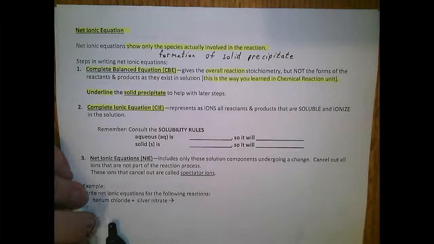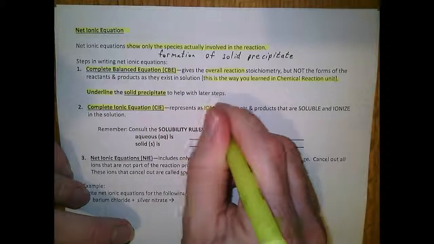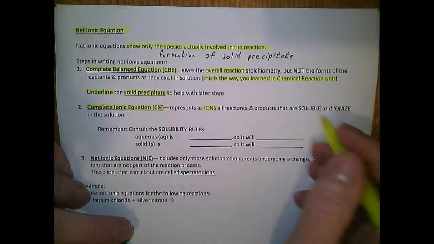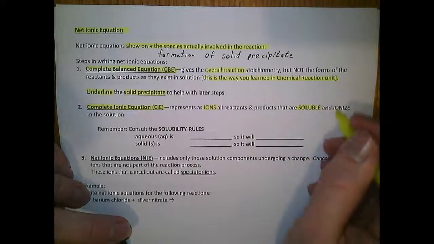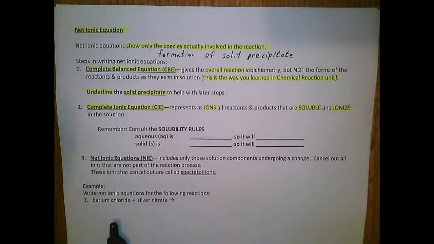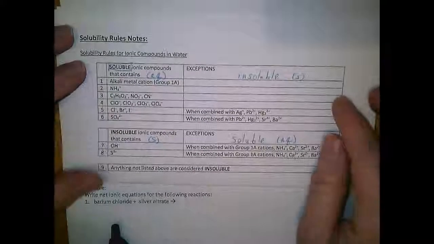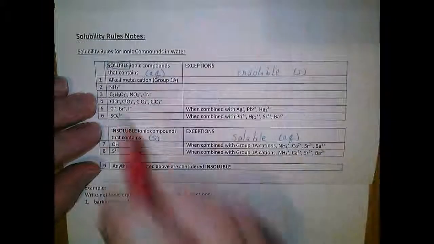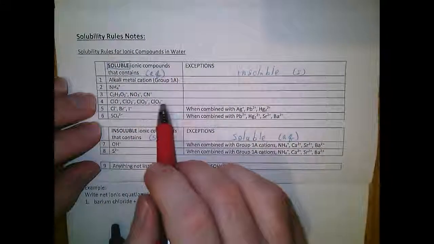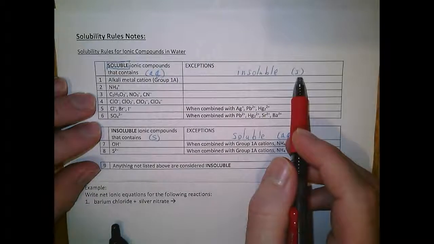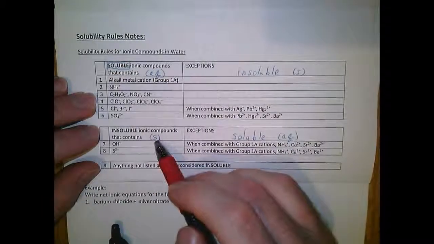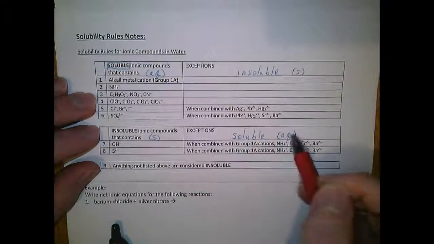The complete ionic equation represents all of the reactants and products that are soluble and ionized in the solution as ions. So if you remember, we talked about our solubility rules before. Here's a copy of the solubility rules. So we've talked about this before. And if it's soluble, that means it's aqueous. If it's insoluble, it's solid. Again, insoluble is solid. Soluble means aqueous.